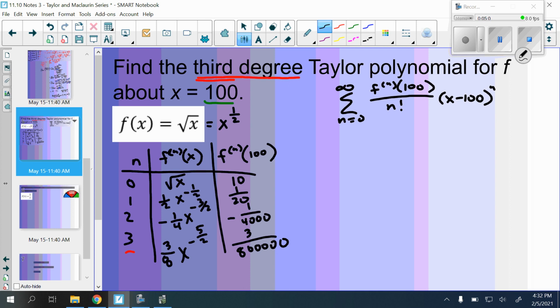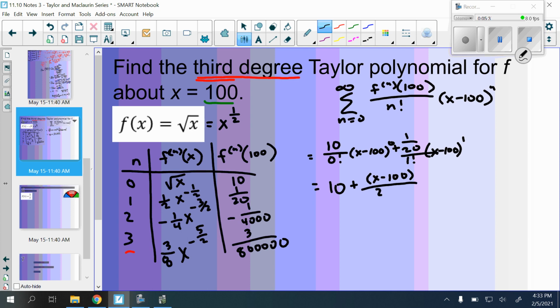So our first one there would be the value we have, 10 over 0 factorial, x minus 100 to the 0, which 0 factorial and something to the 0 power is both 1, so our first number is just 10. Our next one is going to be 1 over 20 is what we got, over 1 factorial, x minus 100 to the first. 1 factorial is just 1, and so this is going to be x minus 100 all over 20.